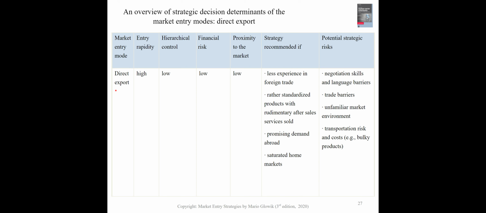The direct export indicates common characteristics with indirect export. Just the difference in between is that we skip the commissioner, but the strategy recommendations and the potential risks remain almost the same. And also the entry rapidity is high in case of direct exports. Hierarchical control is low. Financial risk as well as proximity to the market is also low.